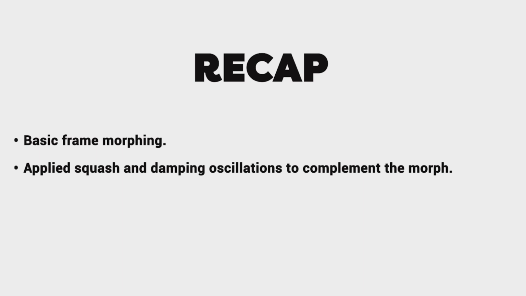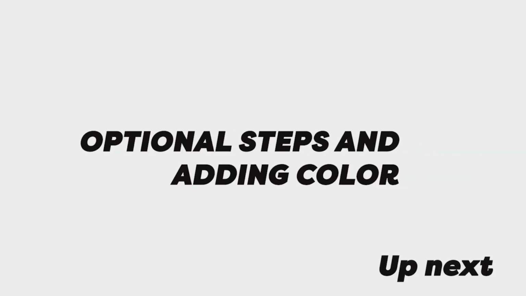So recap highlights. In this lecture we did some basic frame morphing and we applied squash and damping oscillations to complement the morph. Up next, we'll add more optional steps to make our logo more interesting, and we'll also be adding colors.